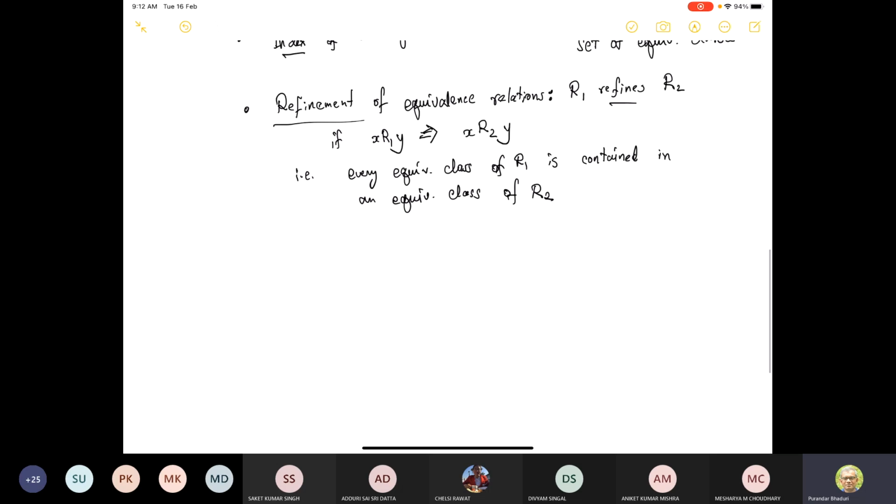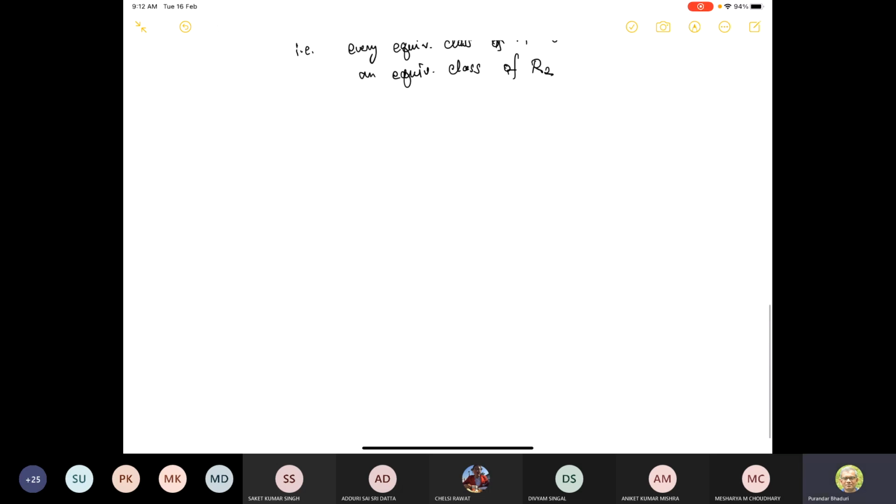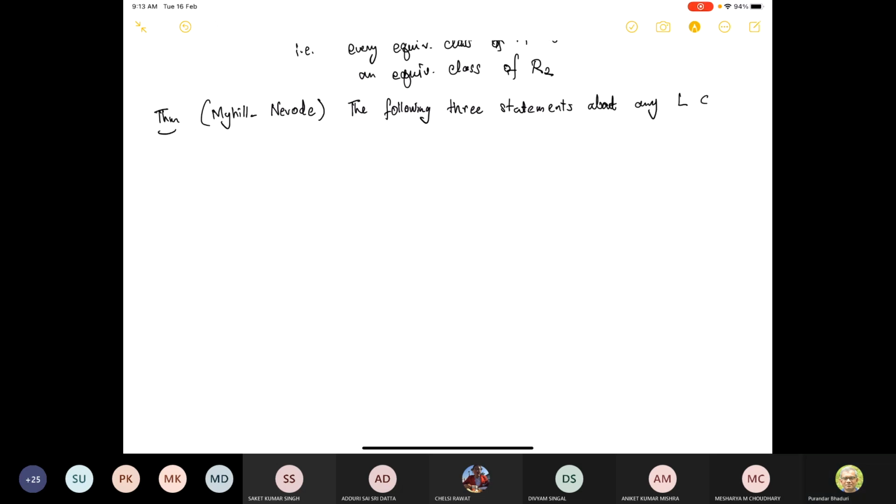We need to state the Myhill-Nerode theorem. And again, you must commit to memory the statement of the theorem. And the theorem says, it asserts the equivalence of three statements. The following three statements about any language L are equivalent.